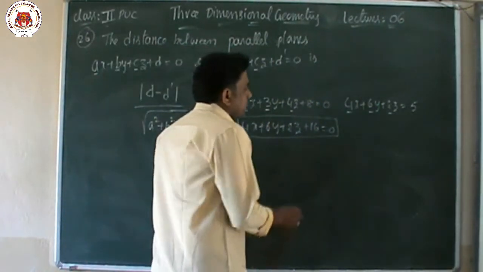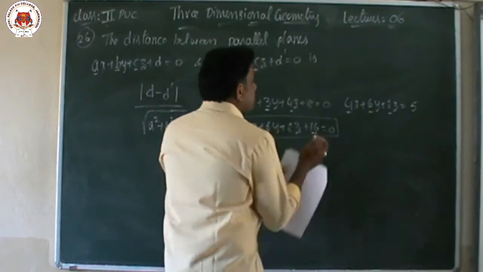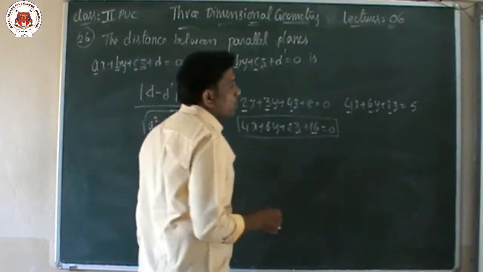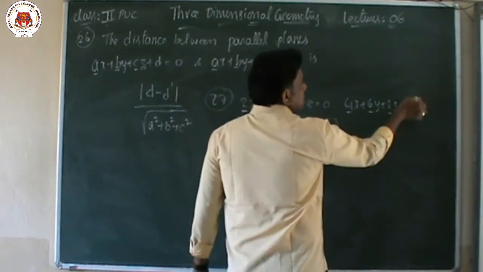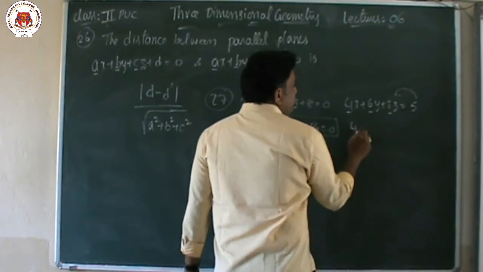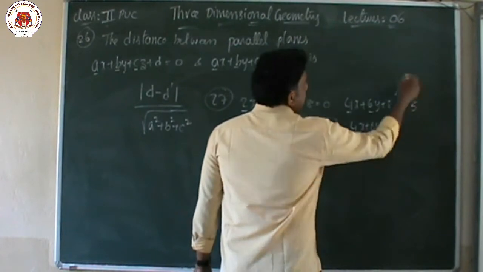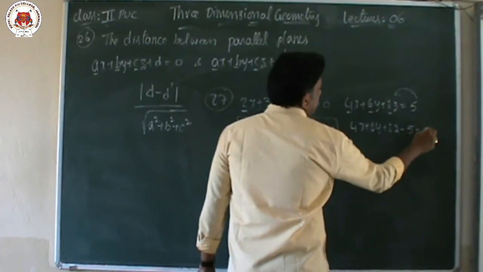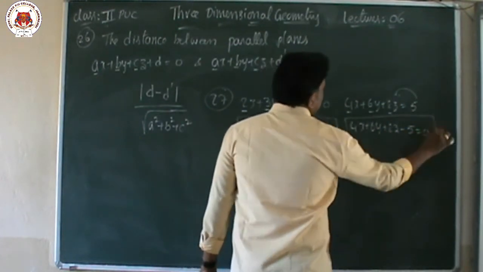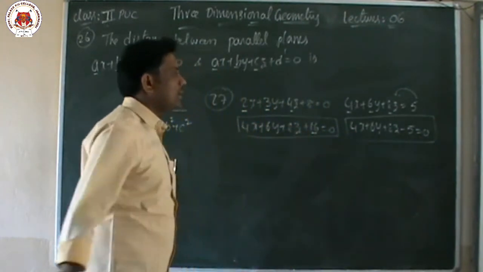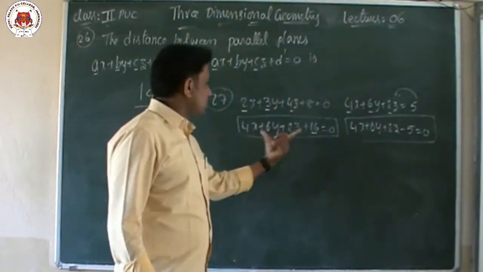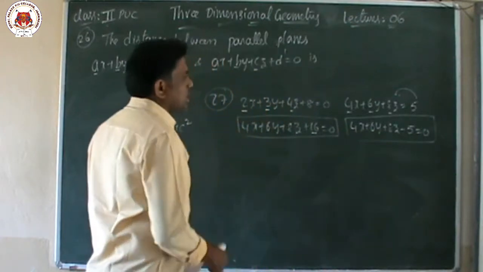Next, the second point: the constant must compulsorily be on the left side of the equality. But here 5 is on the right side, so bring this one to this side as well. Then 4x + 6y + 8z, if you bring it to this side, minus 5 equal to 0. Now, children, these two planes are parallel, because here x, y, z and here also x, y, z coefficients are the same.